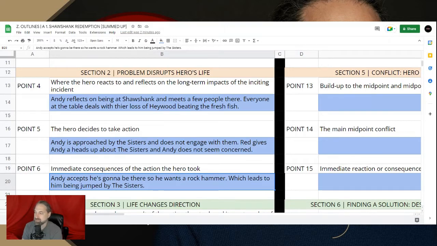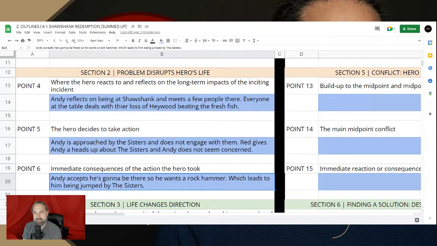The immediate consequence of the actions taken is that the hero decides to take action. Basically, we learned that Andy is talking to Red, right? We know that they're friends. He's sort of like, let me make a life in this prison. He's taking the action of, you're my friend. I want to be friends with you.